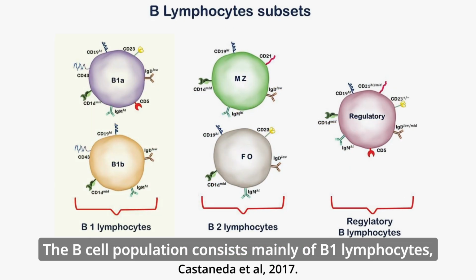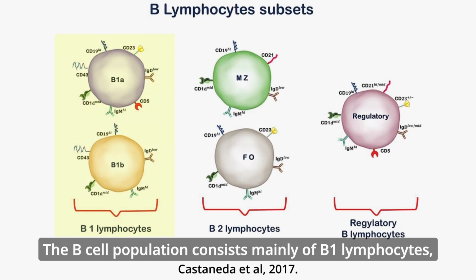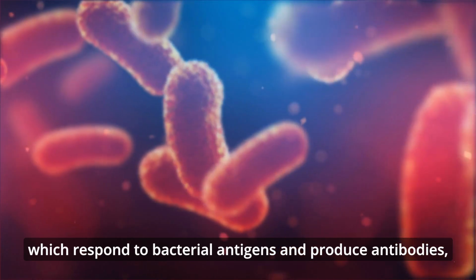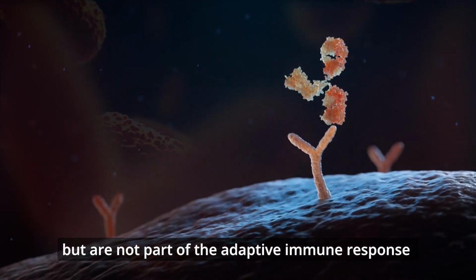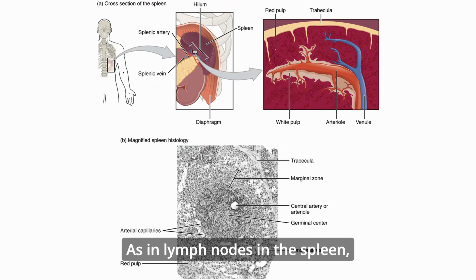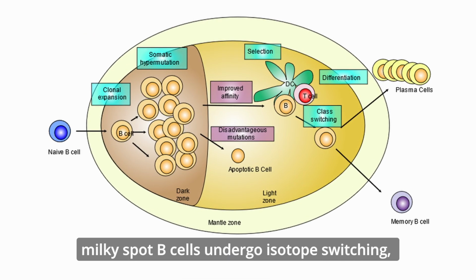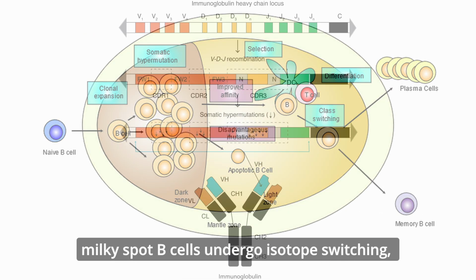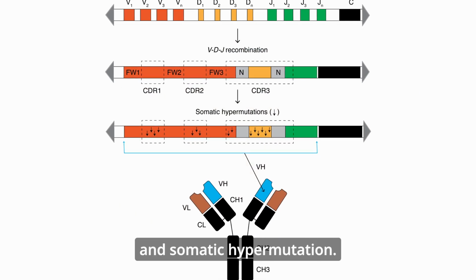The B cell population consists mainly of B1 lymphocytes, which respond to bacterial antigens and produce antibodies, but are not part of the adaptive immune response because they lack memory. As in lymph nodes and the spleen, Milky spot B cells undergo isotype switching, affinity maturation, and somatic hypermutation.